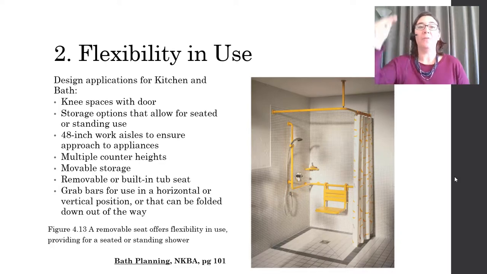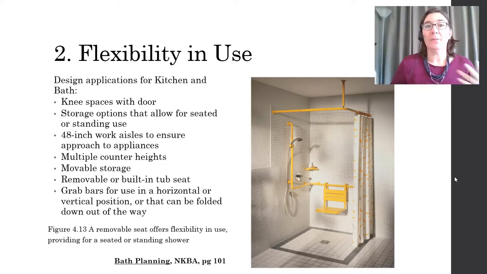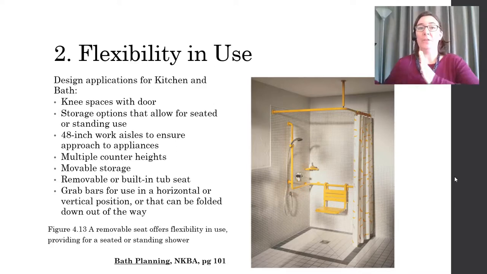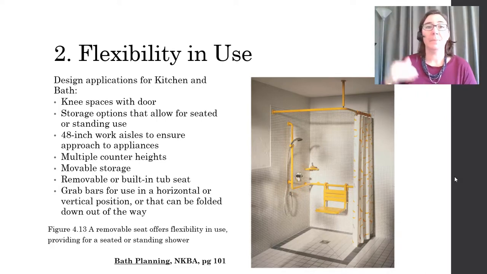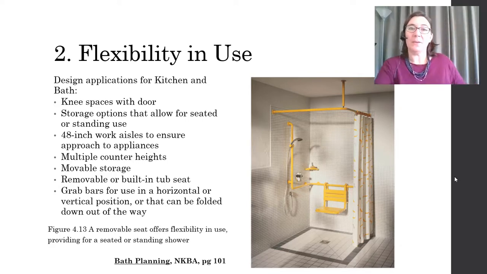Storage options that allow for different heights, seated or standing use. 48-inch work aisles, so nice wide work aisles so that people can approach from different directions. Maybe they need to come from one direction or the other, use their right side of their body or their left. Multiple counter heights, again for seated, standing access or different postures. Movable storage. Maybe you need to pull some storage over to where you are currently working.